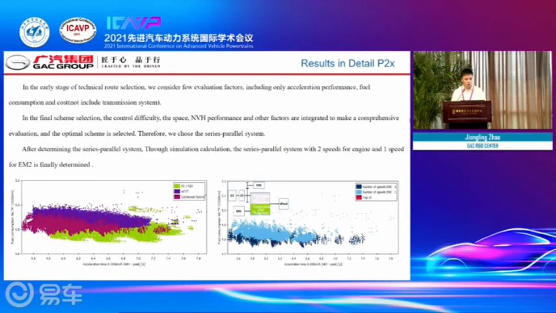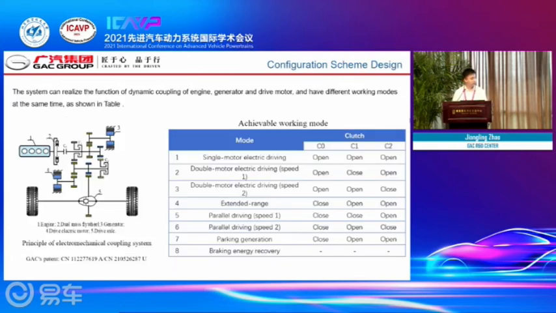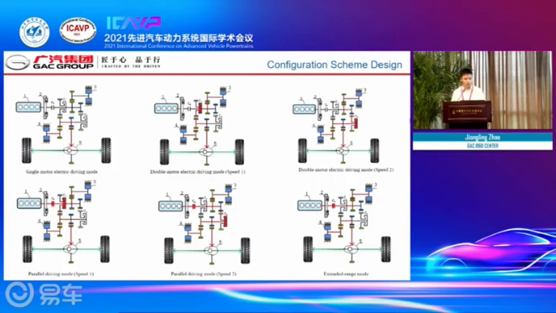After determining the series parallel system through the simulation calculation, the series parallel system with 2 speeds for the engine and 1 speed for the EM2 is finally determined. This system can realize the function of the dynamic coupling of the engine, generator, and the drive motor, and have different working modes at the same time, as shown in the table, including single motor EV, double motor EV, extended range mode, hybrid drive mode, and so on.